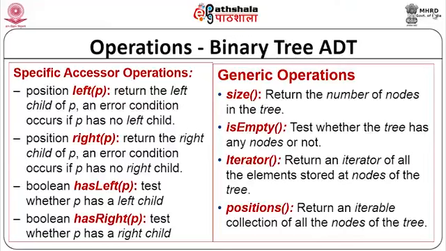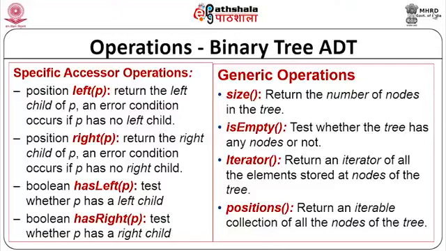So, these are accessor operations: gives the left child of a node, right child of a node, checks whether a node has a left child, has a right child. We do not have to use all the operations, it is just that we are giving a generic set of operations. Then you have generic operations: size returns the number of nodes in the tree, is empty tests whether the tree has any nodes or not.